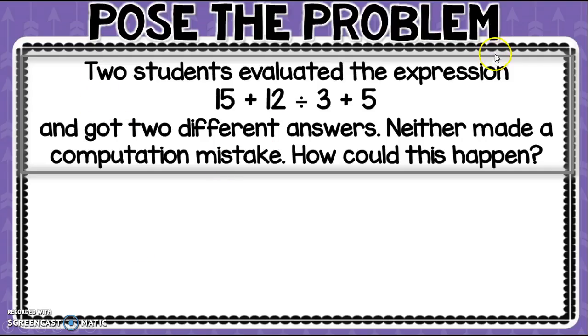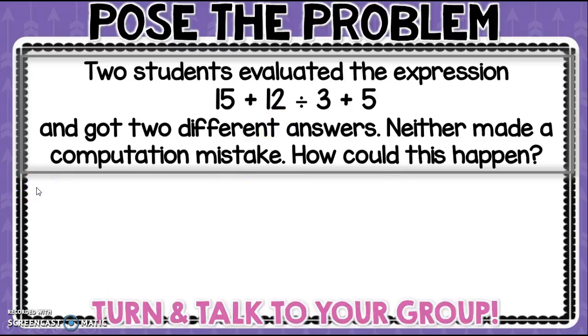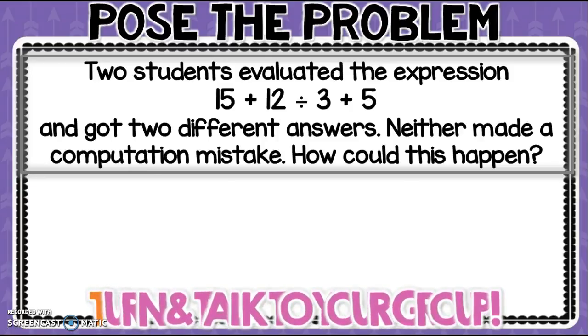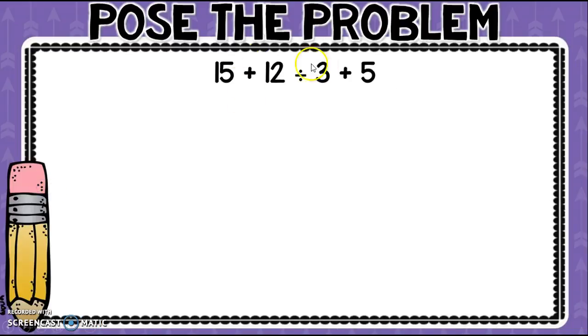And every day I have a pose the problem, our big problem for the day. This one talks about how they got 2 different answers, but none of them made a computation mistake. How could this happen? So I usually let my kids talk to their group and try to come up with an answer. This really gets them flowing, and I tell them everybody has to talk at least once. So then we actually go in and solve whatever our pose the problem is for that day.